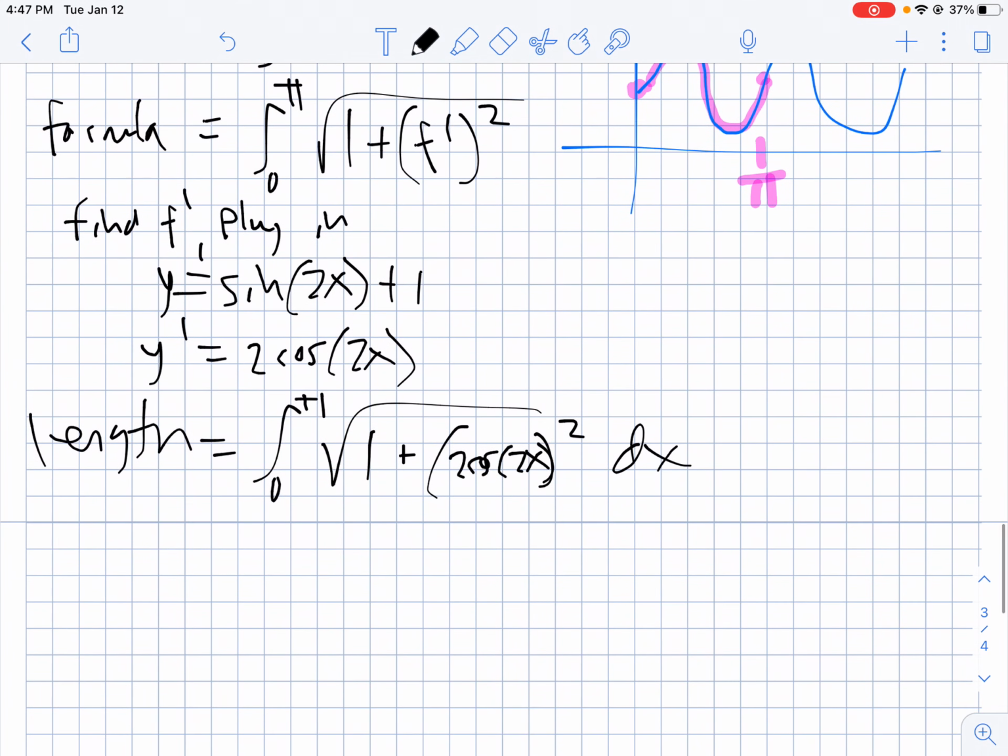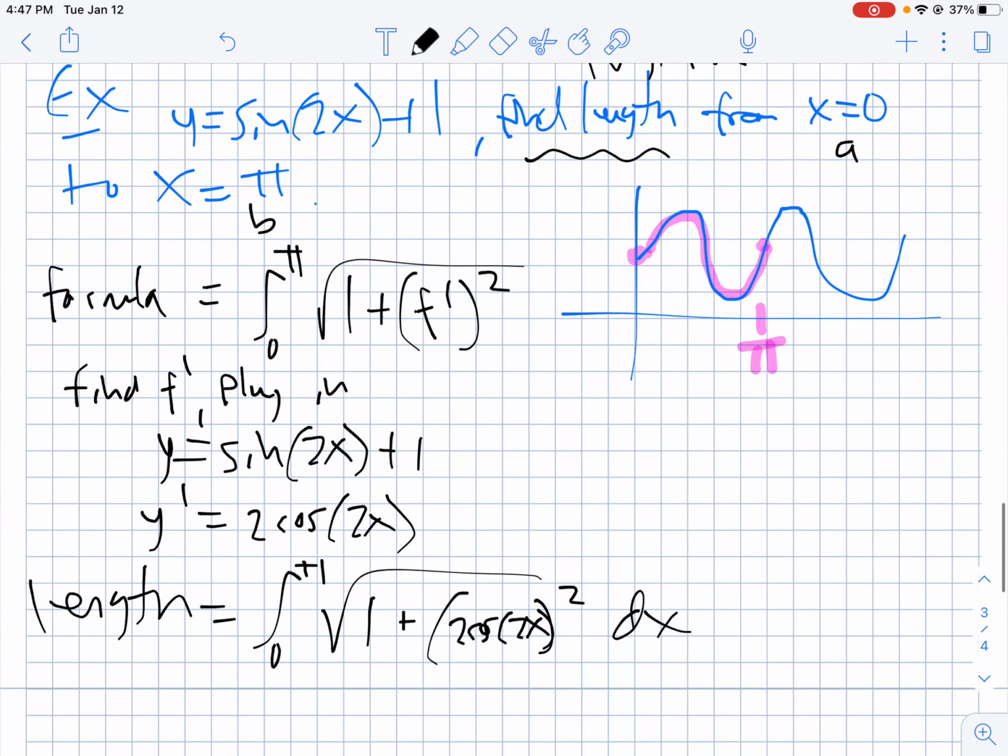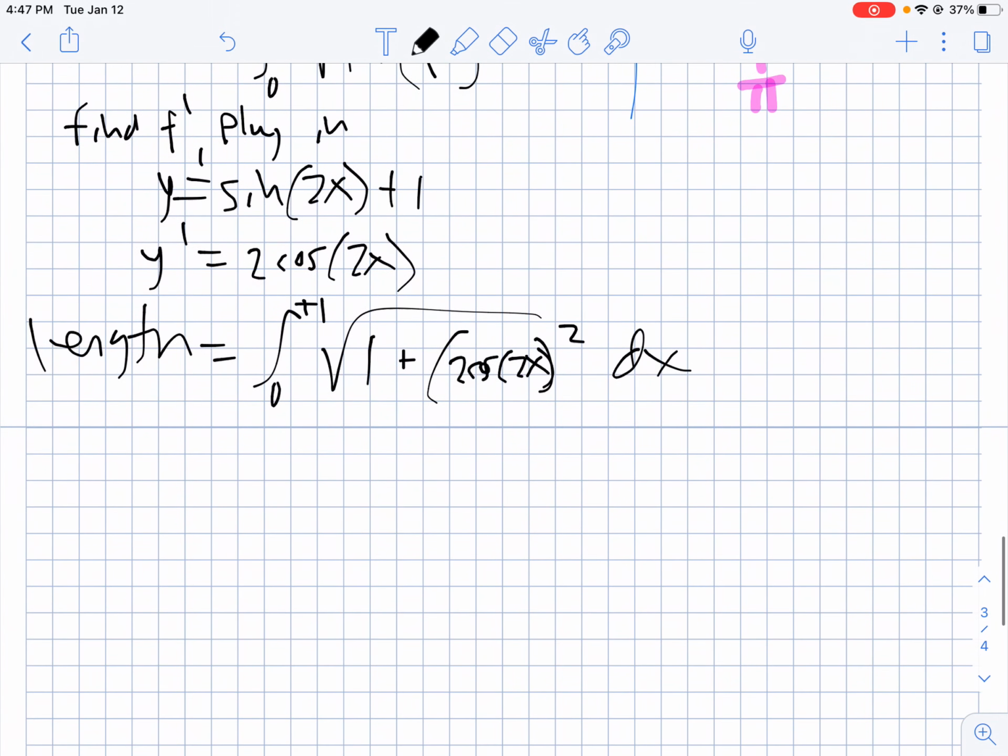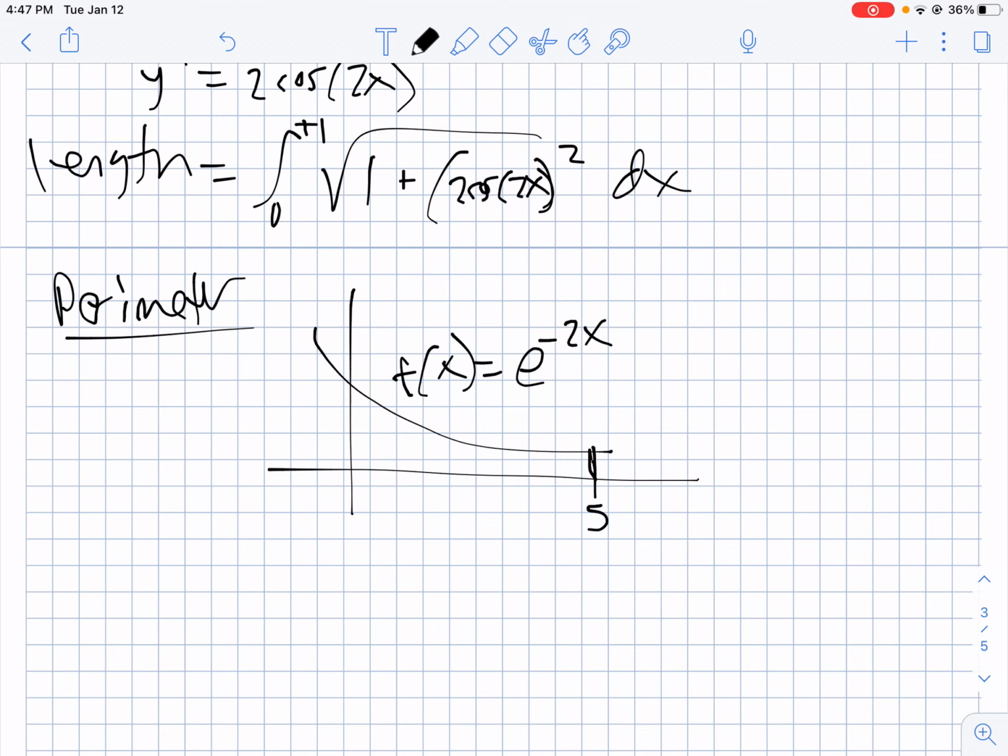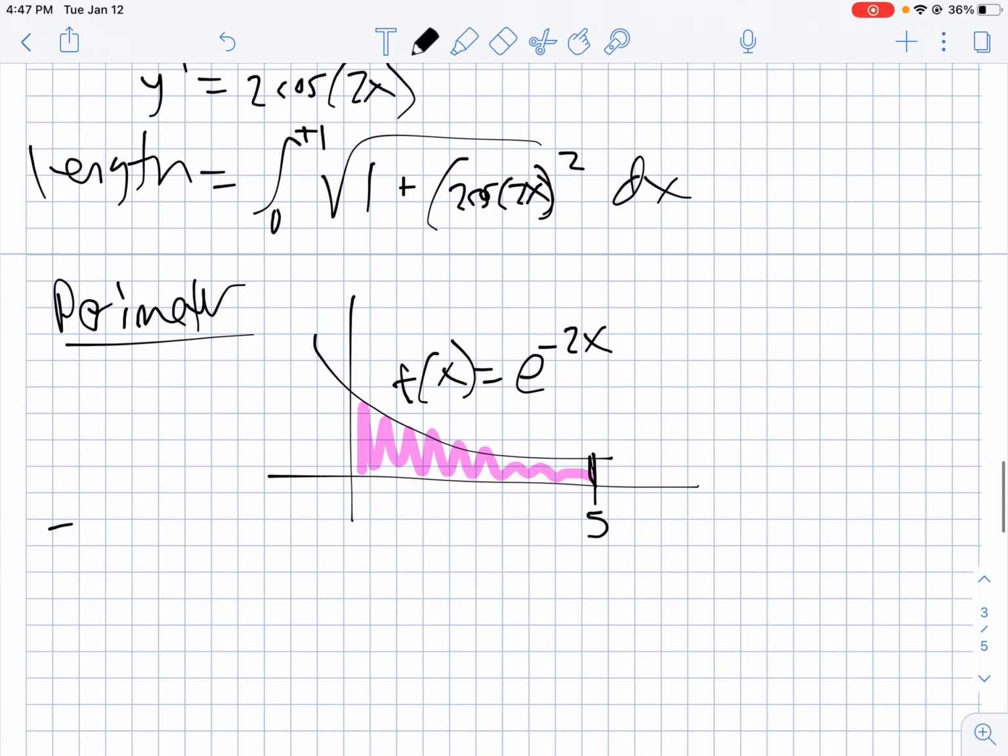One other type of question where you'll see this formula: a lot of times they'll just ask what the length of the curve is, but you might also use this to find a perimeter. One shape, very similar to an AP problem from a couple years ago, is a curve going from 0 up to 5 with the function f of x equal to e to the negative 2x. They shaded this region and asked you to find the perimeter. And perimeter, of course, just means the distance around.